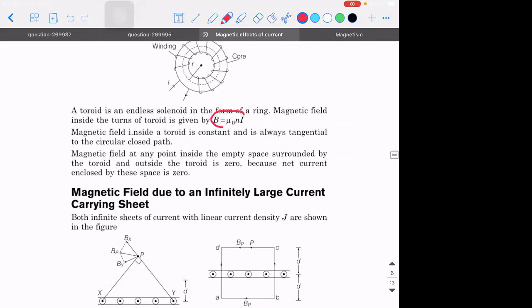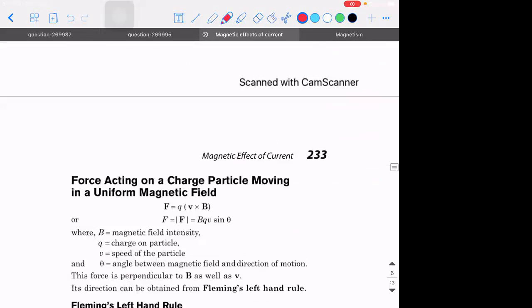Similar is the case with the toroid. It is given by the expression B is equal to mu naught into N into I. Whereas for a toroid, you don't have anything called ends. So that is the only formula that you're going to have. Okay. Next.